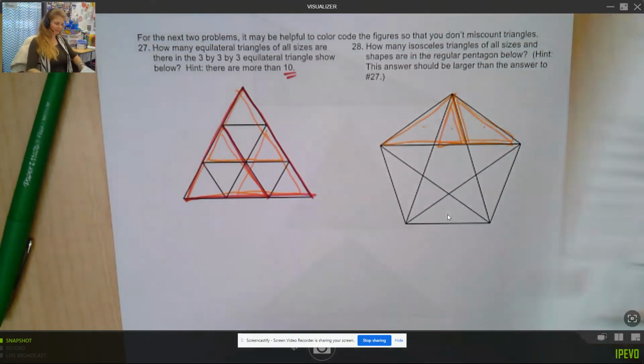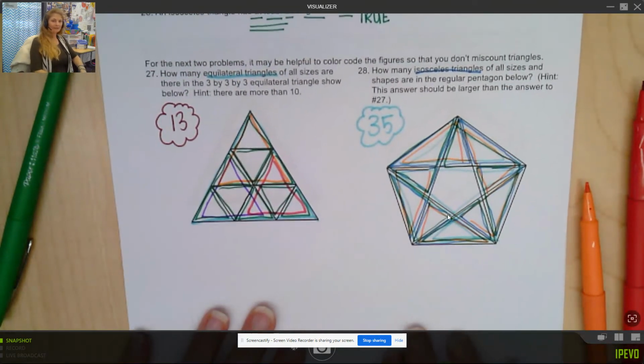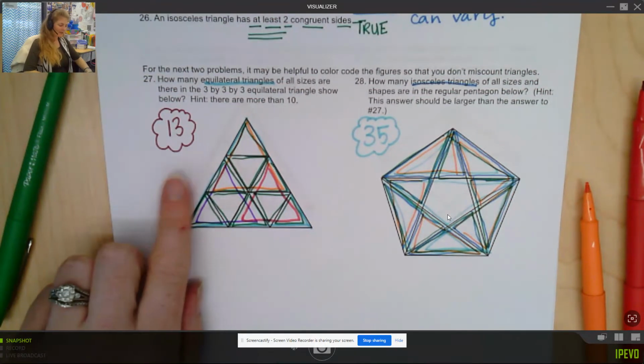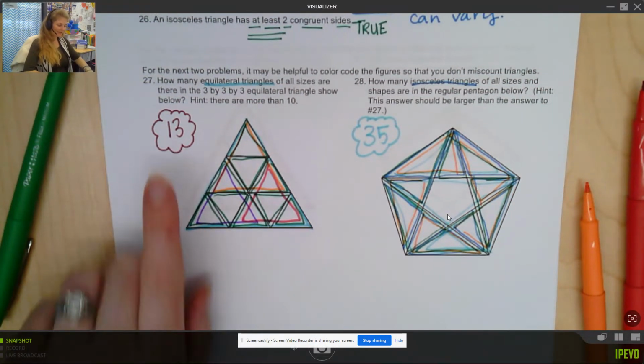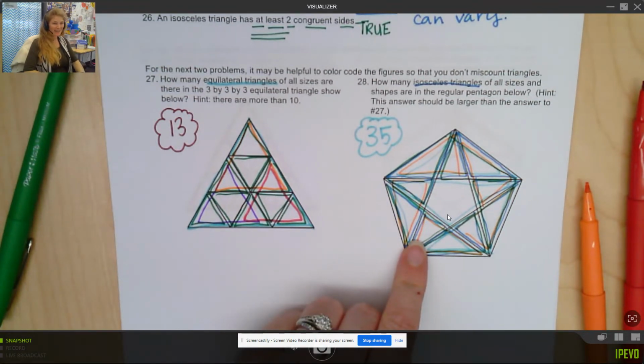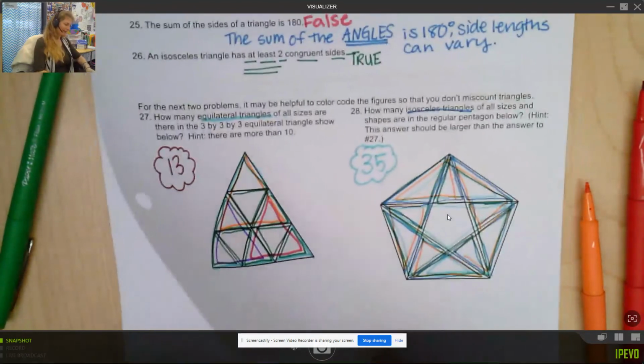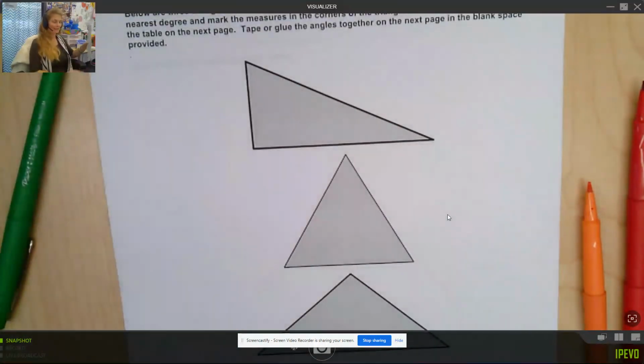Okay, let's see how we did. Well, I'm not going to take the time to point them all out, and you can always come back and try to see, or maybe challenge a friend or neighbor or family member to see if they can find them all. But there's 13 in number 27 and 35 in number 28. Okay, let's get on to our next activity.